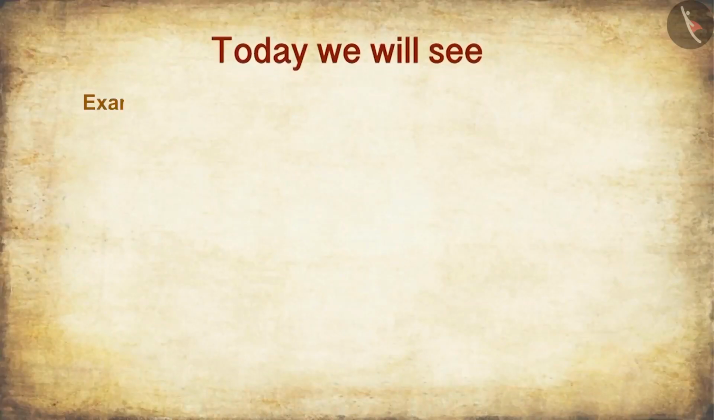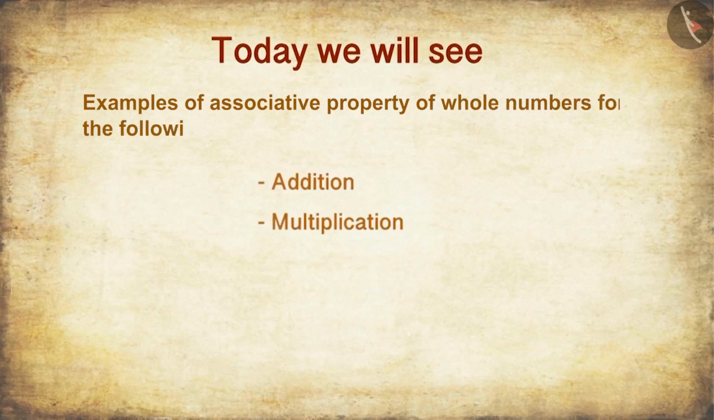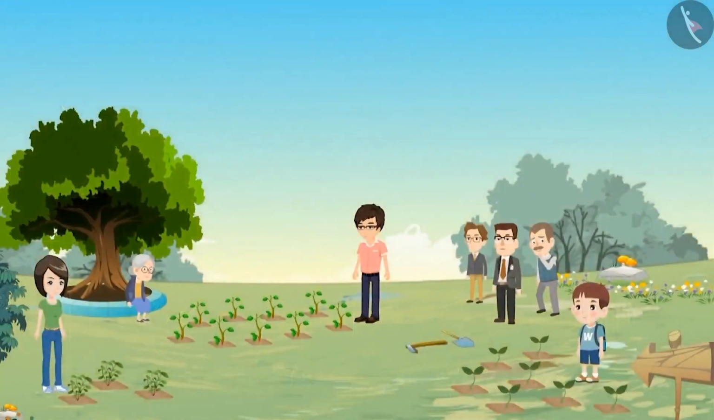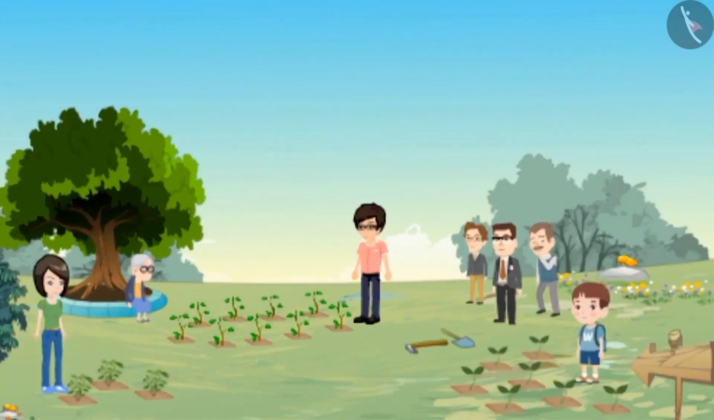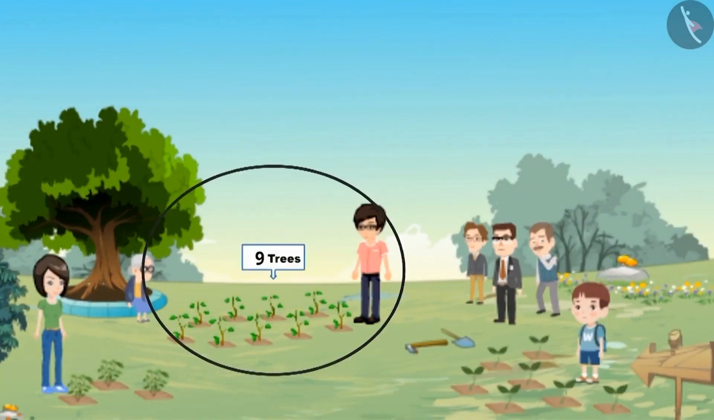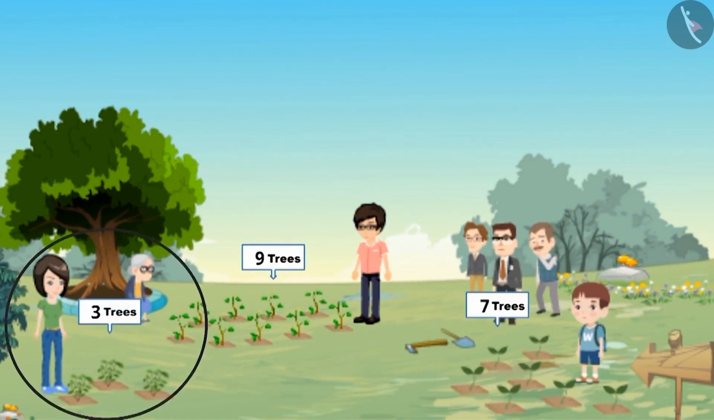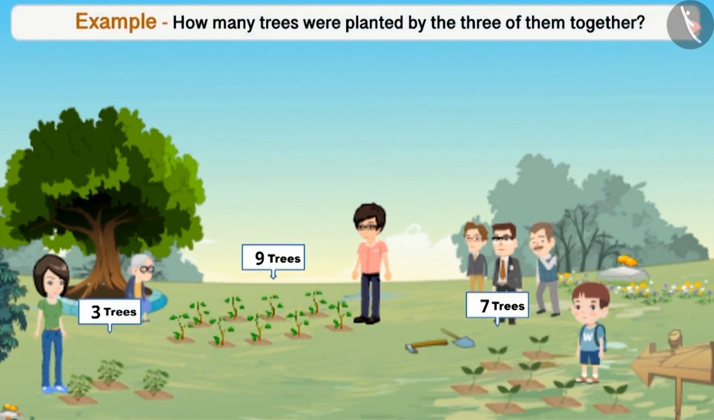Today, we will see examples of associative property of whole numbers for the following mathematical operations. During one Mahotsav, Akash planted 9 trees, Ajay planted 7 trees, and Babita planted 3 trees. Can you tell how many trees were planted by the 3 of them together?